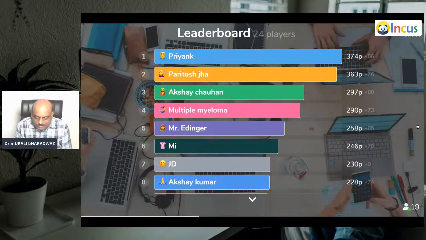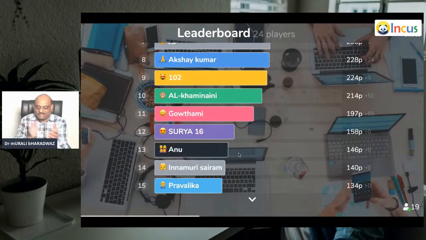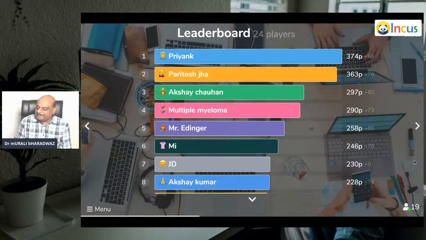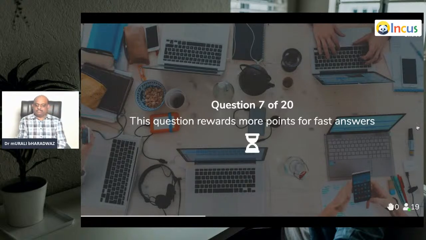Priyan, Paritosh, Akshay, Edinger. What great names! We almost have 24 players. Very good. Gautami also did it correctly.